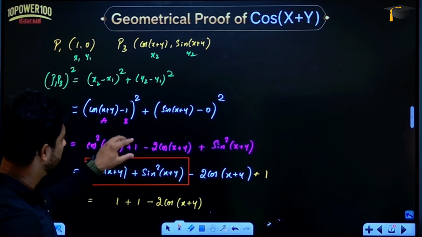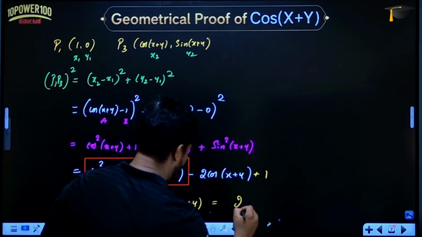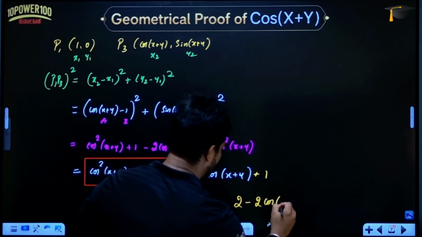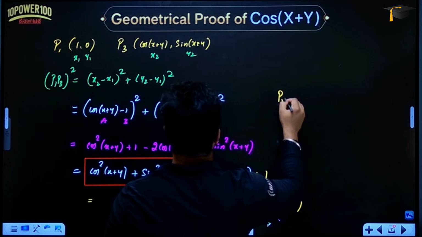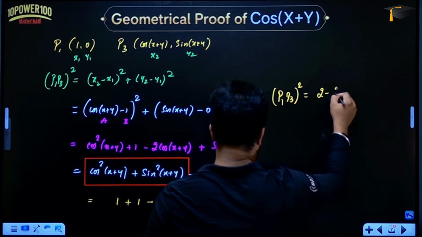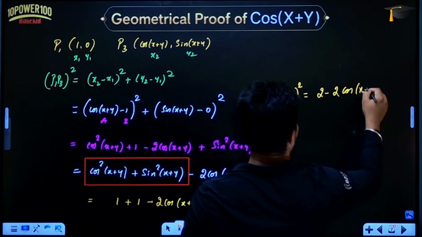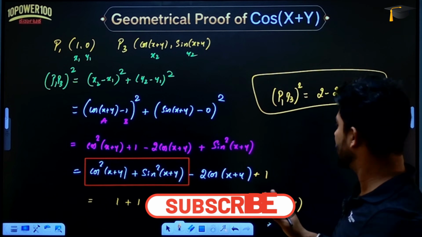Actually, there is one thing here. I missed this one, so I just wrote it. Okay, so this becomes 2 minus 2 cos of x plus y. So what is this? This is nothing but p1 p3 the whole square, which is nothing but 2 minus 2 cos of x plus y. So this is also important for us. Okay, this is the third part of the derivation.